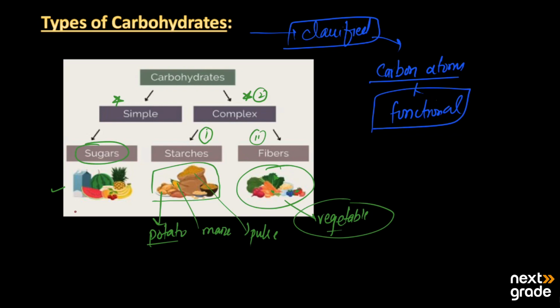Along with that, you must know that we gain carbohydrates from our daily life products, like sugar is present in milk, bananas, cherries, watermelon, and orange. All these substances contain sugar, which is the simple carbohydrate, and the complex carbohydrates are present in vegetables as well, in potato, maize, and different substances or pulses.